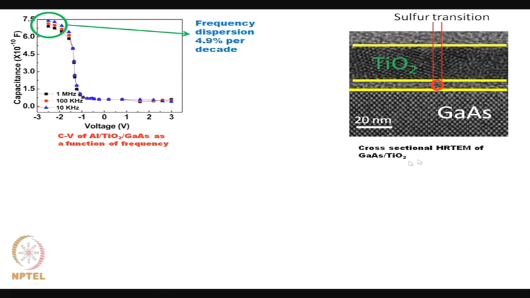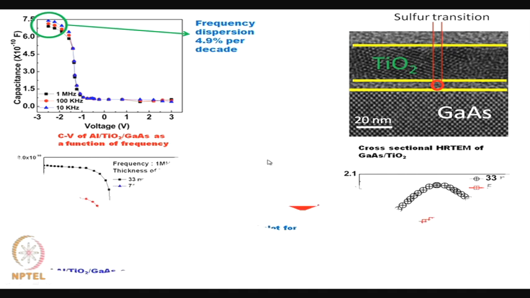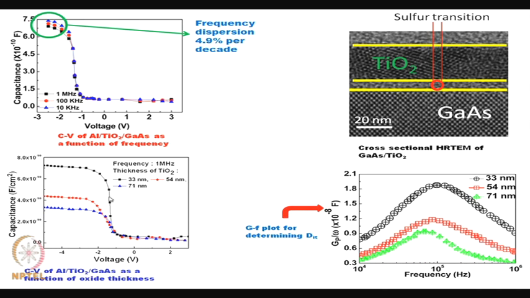Now, this is the cross sectional high resolution TEM of the gallium arsenide TiO2 structure, where between gallium arsenide and TiO2 we have made use of sulfur. This is the sulfur transition region between gallium arsenide and TiO2. So, a smooth interface is obtained.